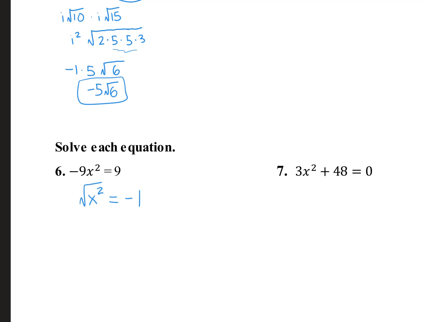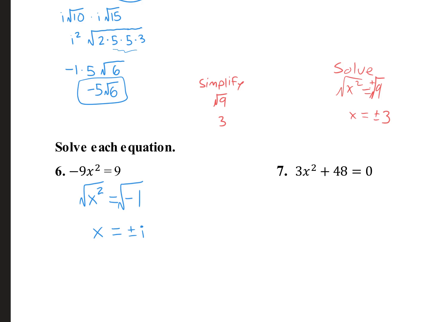And then when I square root both sides, all right, so remember, when you are simplifying the square root of -1, that is just I. But when you are solving and you square root both sides of the equation, you get plus or minus I. So again, the answer to this is 3. But the answer to this question, when you square root both sides, you put a plus or minus.